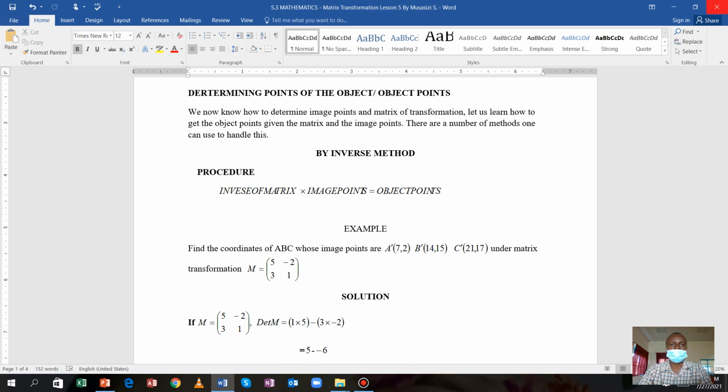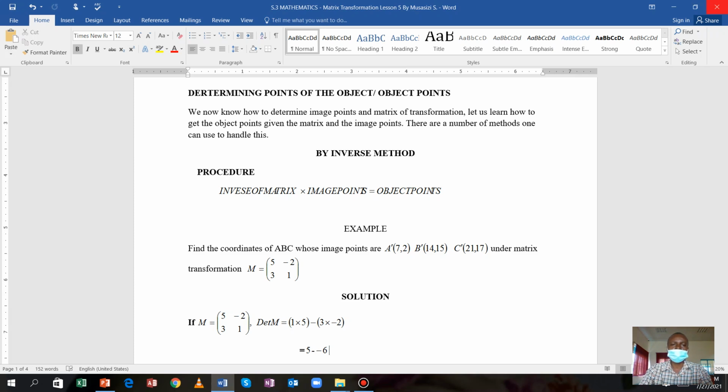So the procedure is you get the inverse of the matrix, multiply it by the image points. If it's 1, you multiply it by the image point, and then you'll be able to get what we call the object points. Or if it's 1 point, you get the object point.